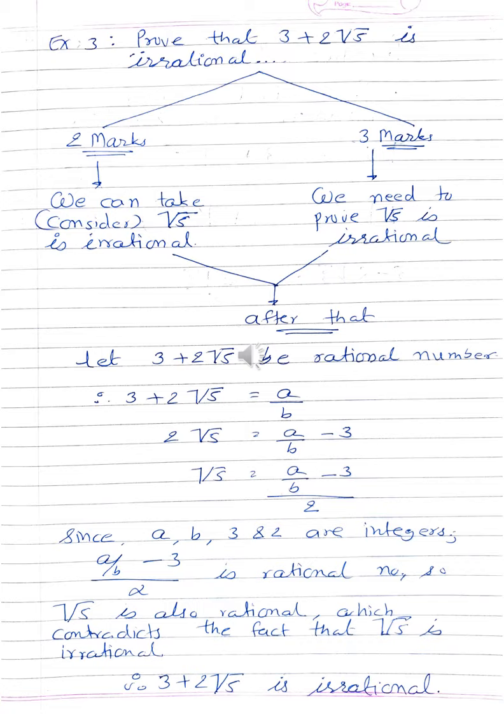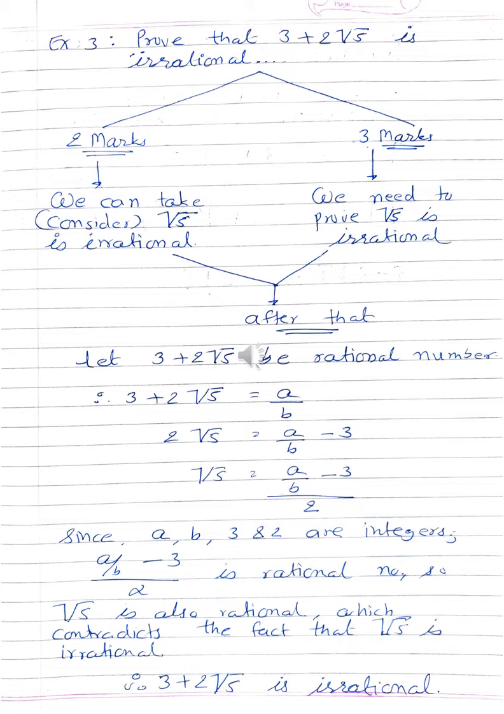So now if the same question is asked in 2 marks, then you can consider that root 5 is an irrational number. No need to prove root 5 is an irrational number. You can assume root 5 is an irrational number. But if the same question is asked in 3 marks, then first of all you need to prove root 5 is an irrational number using the concepts we have seen earlier in example number 1 and 2, and only then do the further steps to prove 3 plus 2 root 5 is an irrational number.